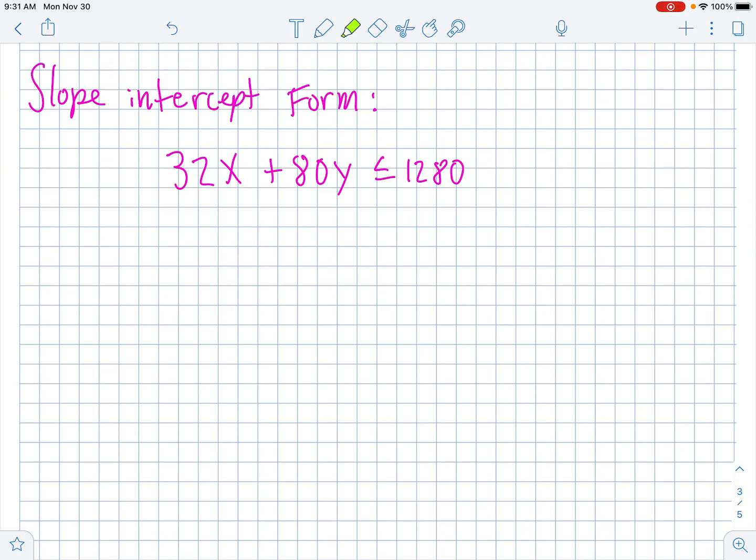The next thing I want to do is take our cat-dog inequality and get it into slope-intercept form. Remember that slope-intercept form is y equals mx plus b, where b is your y-intercept and m is your slope. So we need to get y by itself. The first thing we need to do is subtract 32x from both sides. I'm going to put that slightly off to the side because there's no x on the other side to subtract it from. So it's really just going to move.